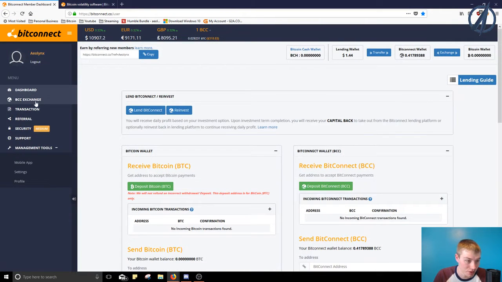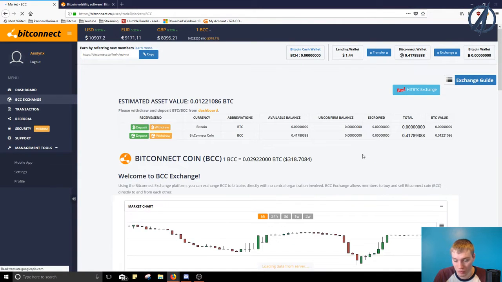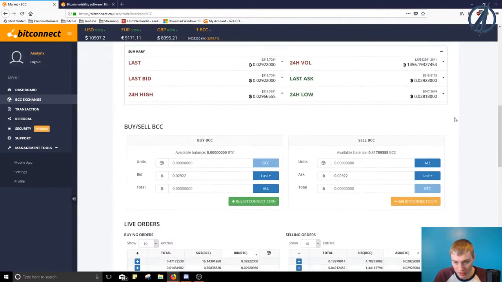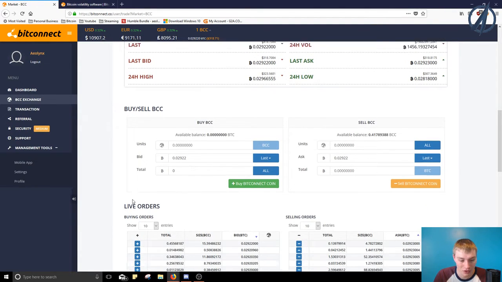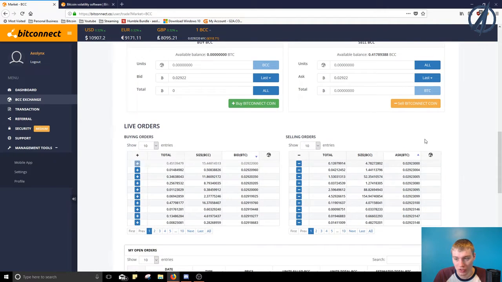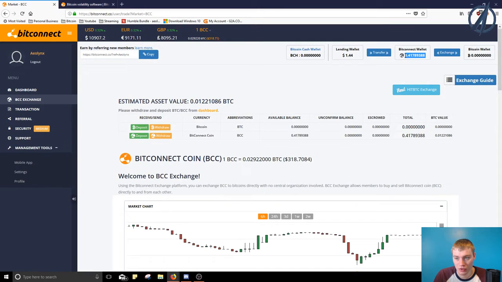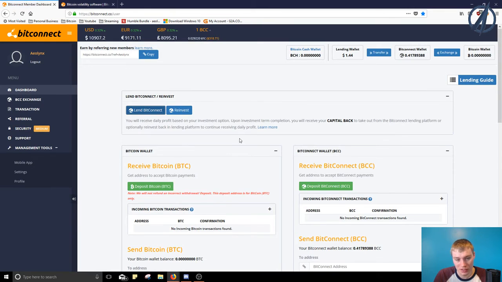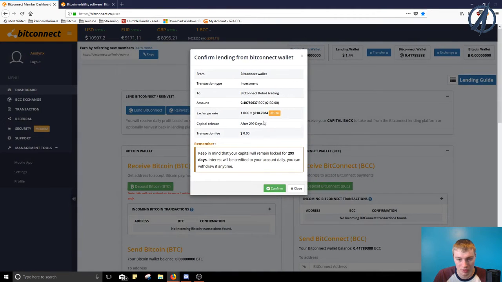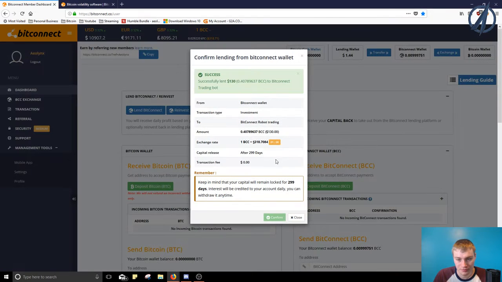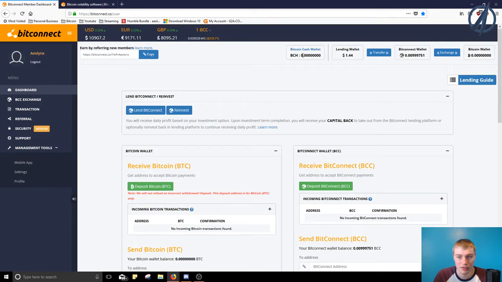Once you get it in the account, you would go to the BCC exchange to exchange it for the Bitconnect wallet. Let's go down here. All you would do is click all, and then click buy Bitconnect coin. And once it's sold and bought, then you will get it sent to your Bitconnect wallet. Once that happens, all you have to do is lend Bitconnect, and then 130. You have read the terms of use. Pay with Bitconnect wallet. Confirm. Success. You have lent $130 to Bitconnect trading bot.